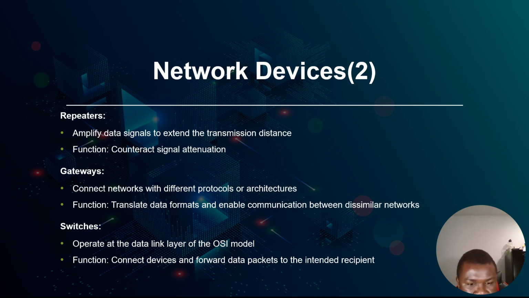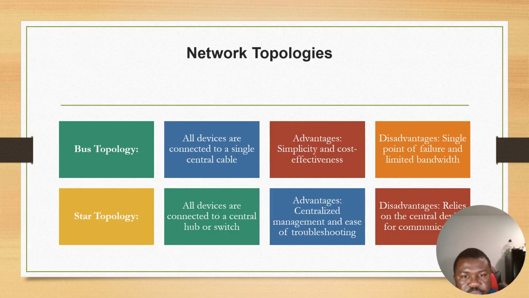And switches, on the other hand, operate at the data link layer of the Open Systems Interconnection model and function by connecting devices and forwarding data packets to the intended recipient of that data packet. Think of them as directors of information, relaying information and data packages to the right recipients on the network. So let's dive further into our presentation and look at network topologies.